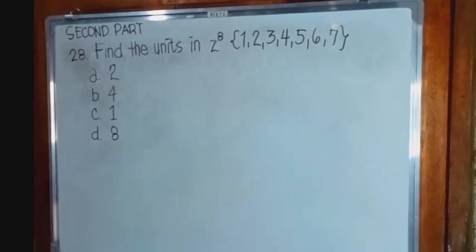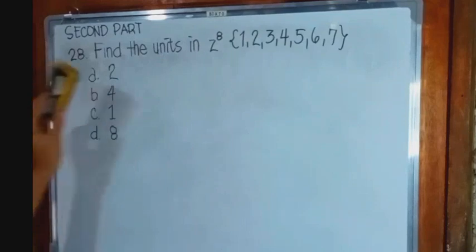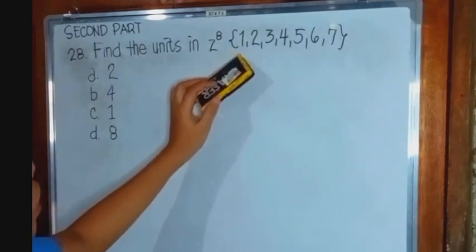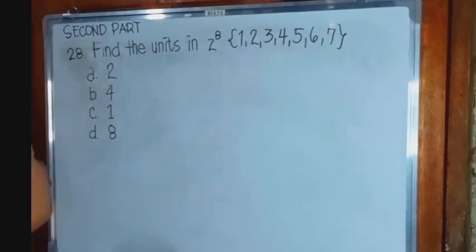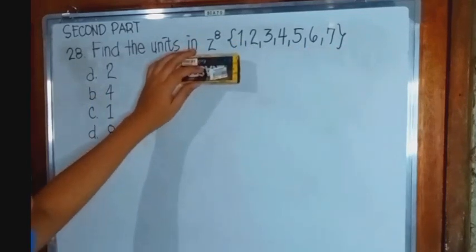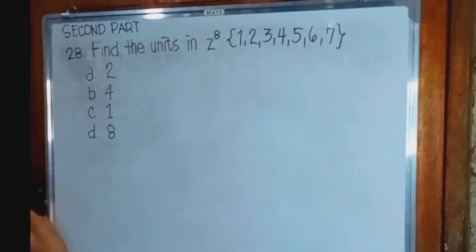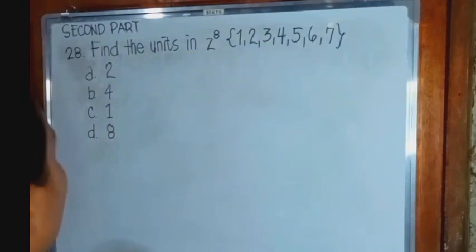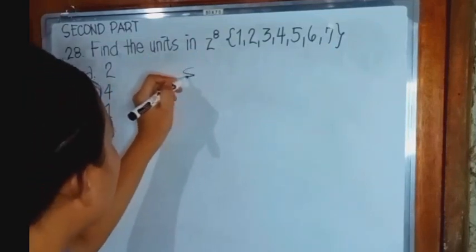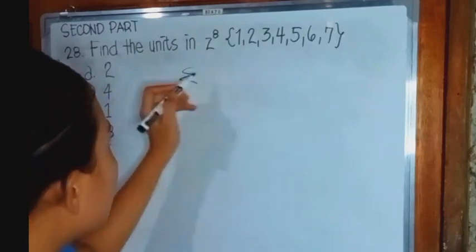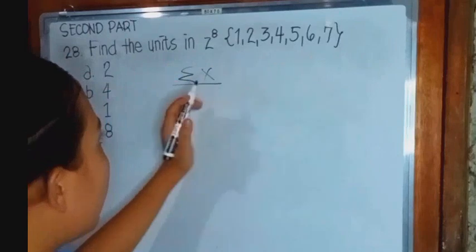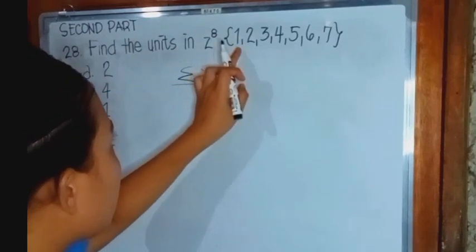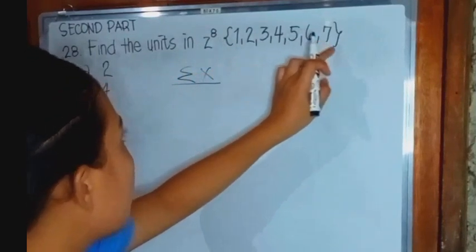Item number 28. Find the units in z raised to 8. The elements are 1, 2, 3, 4, 5, 6, 7. In order to find the units in z raised to 8, we just need to add all the elements, say x, divided by the number of elements, which is 1, 2, 3, 4, 5, 6, 7.